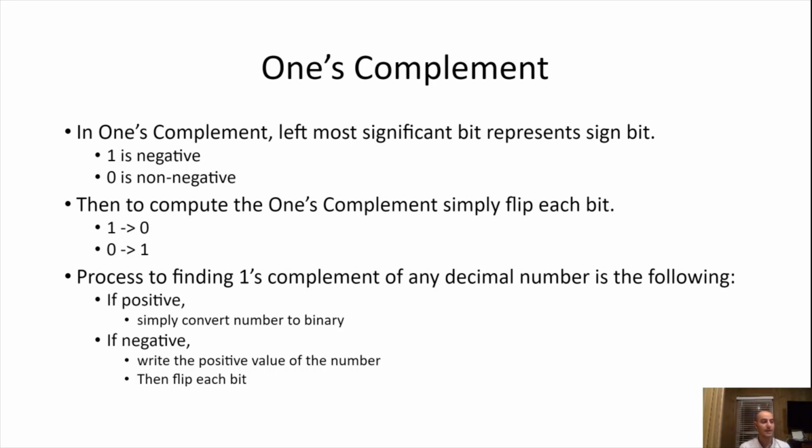So let's say you have a decimal number and you want to convert this number to binary in the one's complement system. So how do you do that? We have two cases. So let's say we have, I'm gonna try to write here.